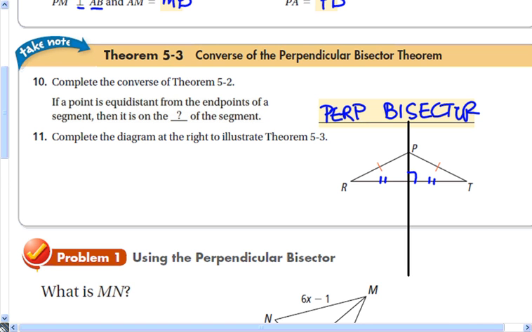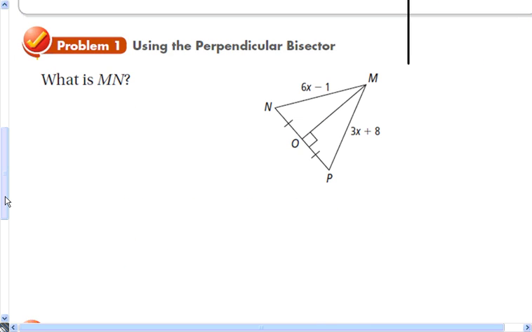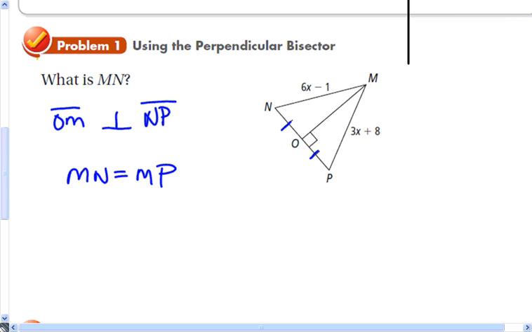All right. So we're going to use this here and find out what MN is. Now, given this diagram, we know that segment OM is perpendicular to segment NP. We know that because of the right angle. And since this distance is the same as that, and it's a right angle, OM is the perpendicular bisector of NP. So given that information, we could say that MN is equal to MP by the perpendicular bisector theorem.